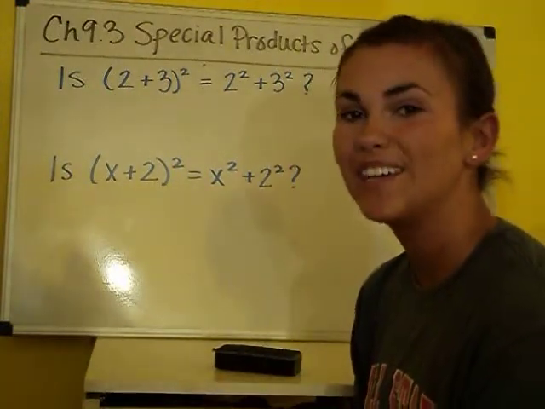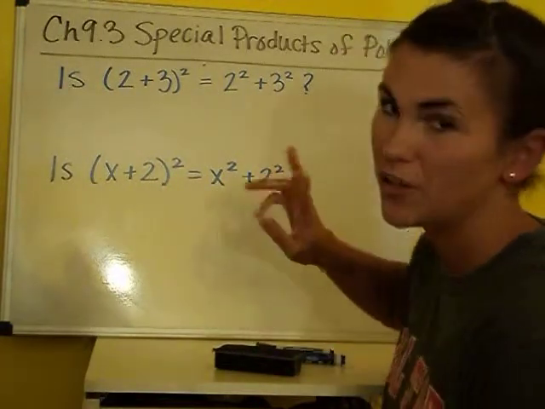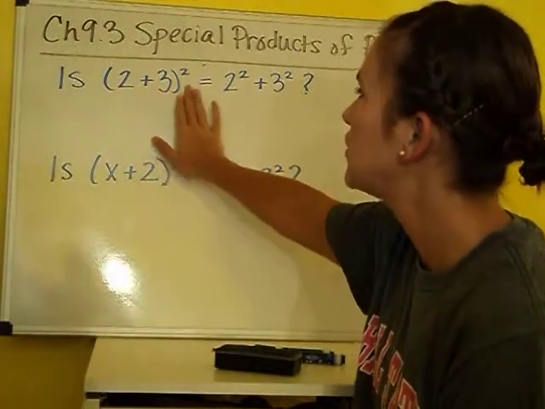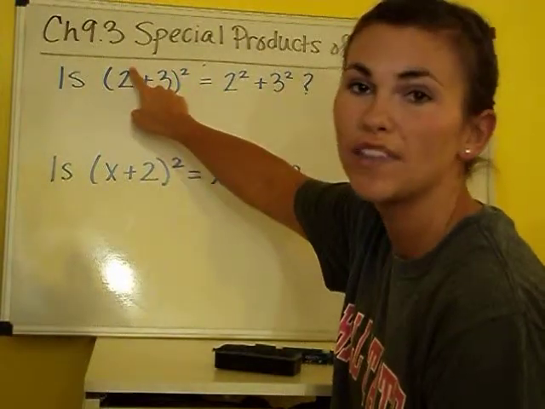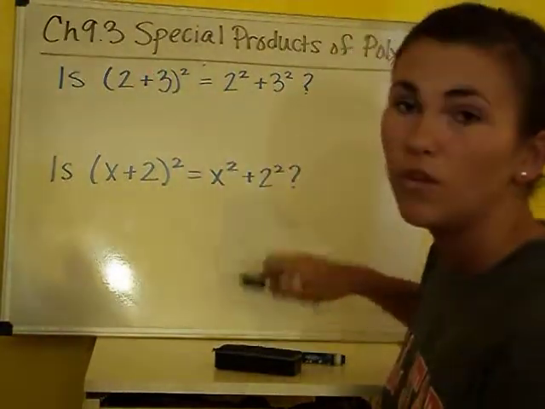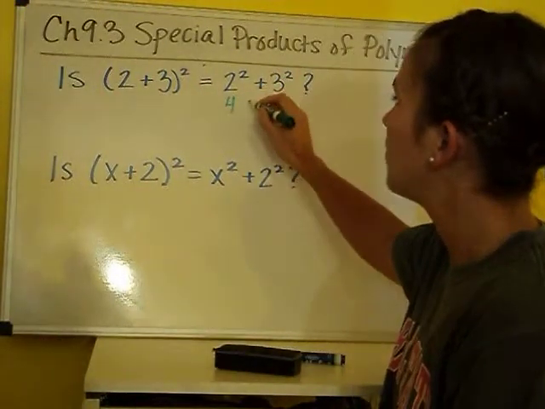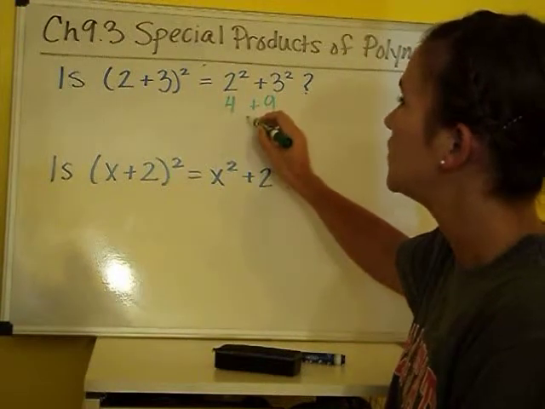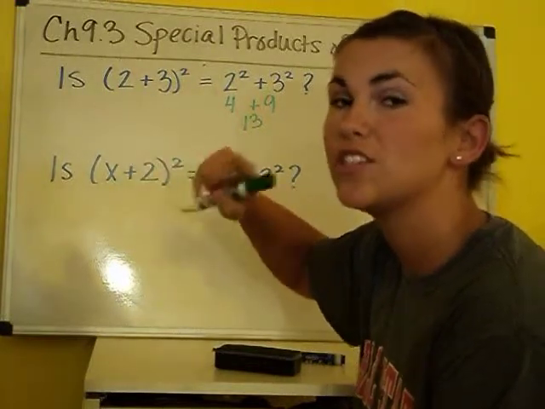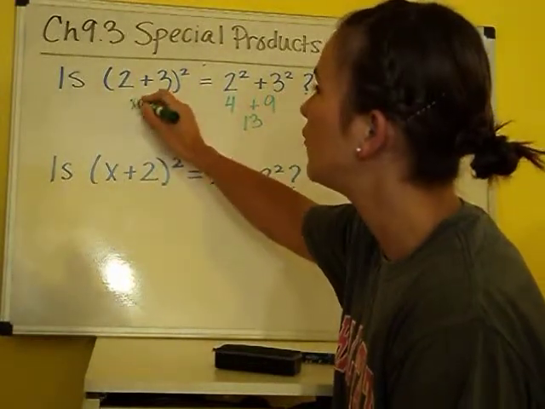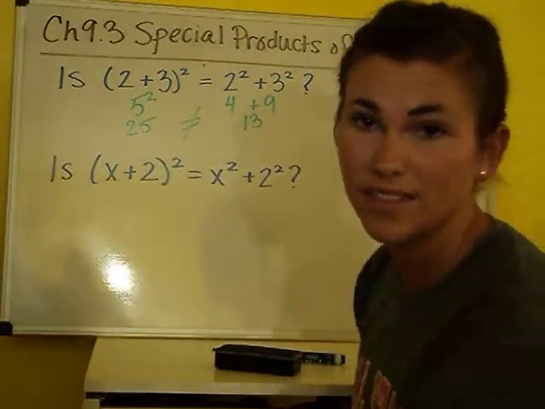Alright, before we get into definitions of special products, I want to pose a question to you, or two. Is 2 plus 3 squared equal to 2 squared plus 3 squared? Are we allowed to just square this part and square this part? Well, let's do some math. 2 squared is 4, and 3 squared is 9, which gives us a total of 13. However, here if we go order of operations and do parentheses first, we would get 5 squared, which gives us 25. These two are not the same thing.